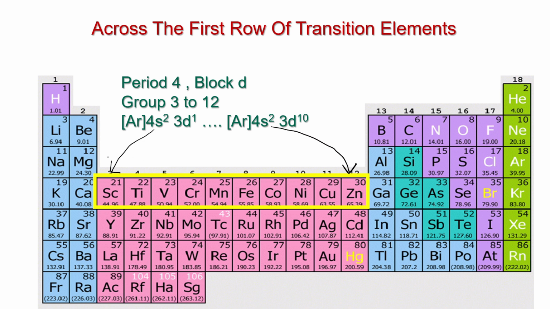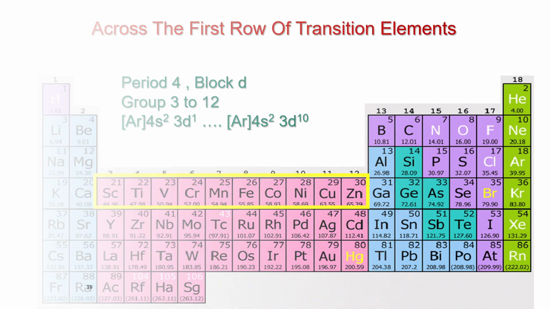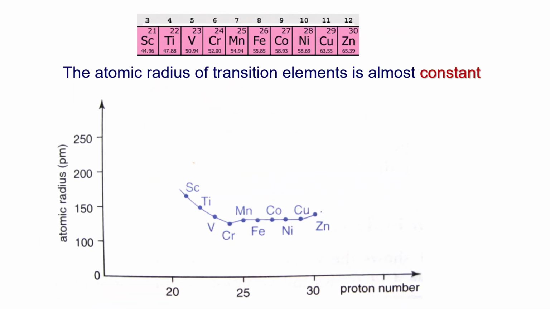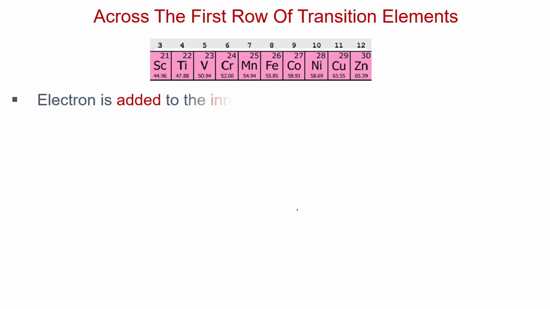So this is group 3. Okay, 3 valence electron, 2 plus 1. This one is group 12, 2 plus 10. The interesting fact here is that the atomic radius is almost constant. Even though actually ada slightly different, dia ada sedikit perbezaan, dia still juga decreasing bila across a period, tapi because of ZEFF actually constant. That's why kita katakan untuk this first row of transition element, dia punya size dia almost constant. The reason is because the electron is added to the inner shell.